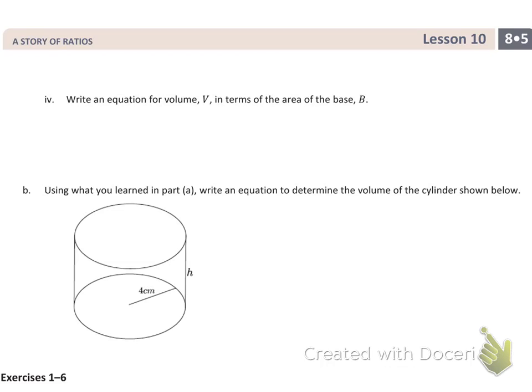So we could say that the volume of a prism is equal to the area of the base. We're going to use a big B for that so that we don't confuse it with, like, base times height in a triangle. So we're going to use a capital B to show that. Area of the base times the height. So if I know the area of the base, I can multiply it by the height, and that will be the volume.